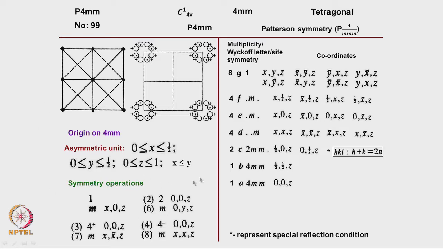Then by translational symmetry operation, the other lattice points will be generated. If we keep one here, which corresponds to 2mm symmetry, then 2 positions are possible here as well as here. Then by translational symmetry, these 2 will also be generated. So like that, for all the possible special positions, what are the places at which the motif should be kept, that information is being given here.